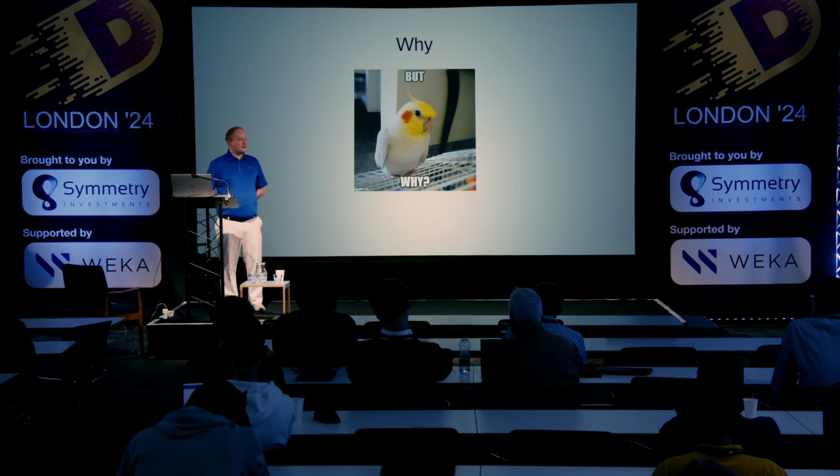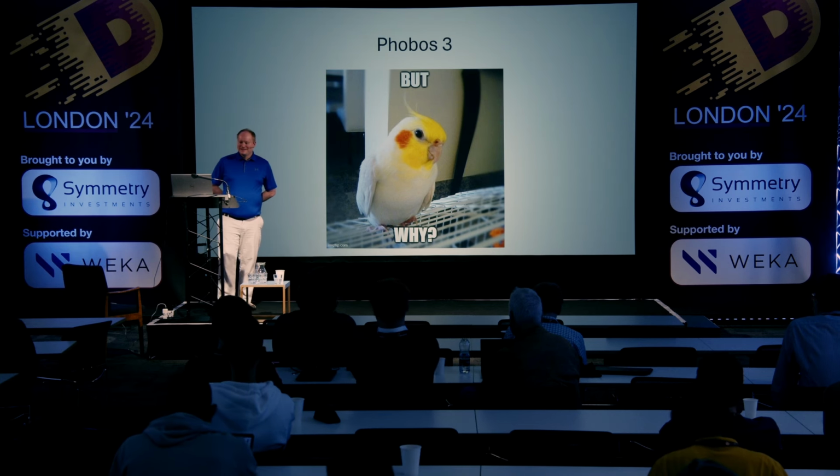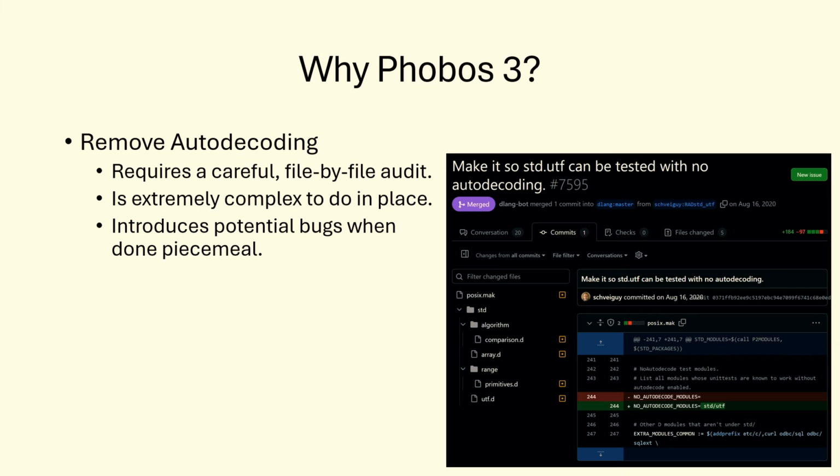But okay, why Phobos 3? Mostly this. The biggest mistake that everyone kind of agrees was a mistake is autodecoding. Autodecoding is just going away. We didn't want to do it in Phobos 2 because, and this is what the screenshot here is for, this is a pull request by Steven, just to get Phobos ready to try to get rid of autodecoding. And it's a 184-line diff. Basically, it requires that we go through every file, line by line, audit every method, and see, okay, does this thing trigger an autodecode? It means we have to do it in place.